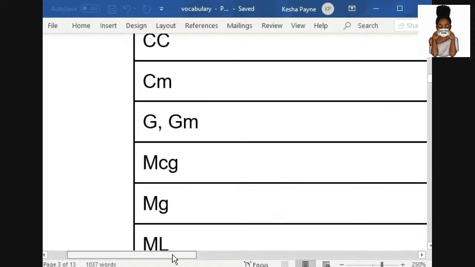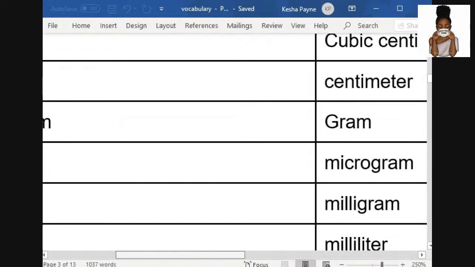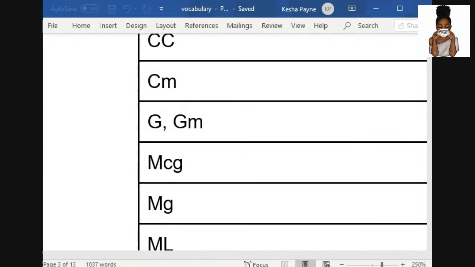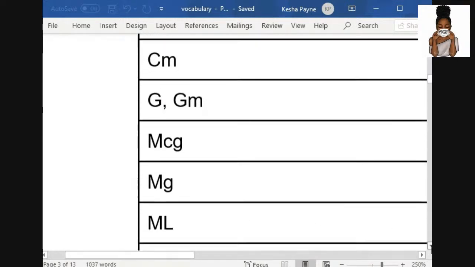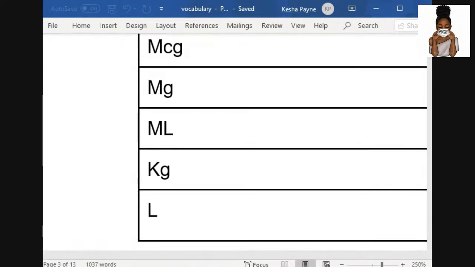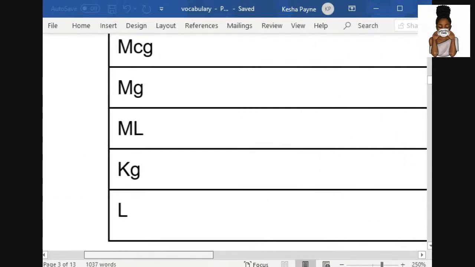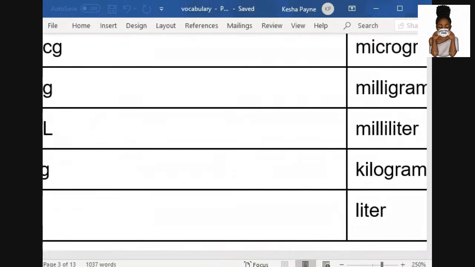Just make sure these are the ones that I'm getting tripped up on. Nope, I got it right. Cubic centimeter, centimeter, gram, microgram, milligram, milliliter. I have to remember the L are liters and the G are grams. So yes, I need to go over this one. These are the ones I need to go over. Kilogram, liter. I am overthinking it.